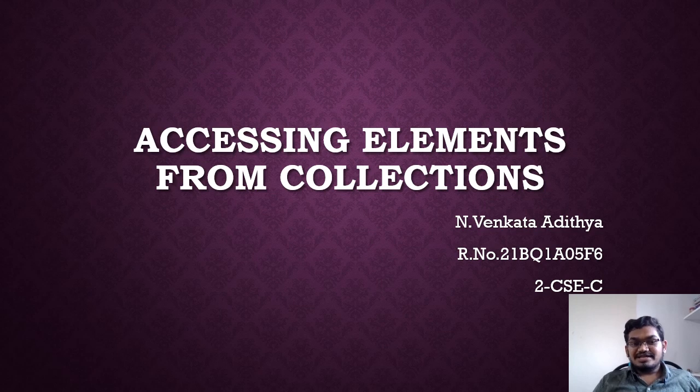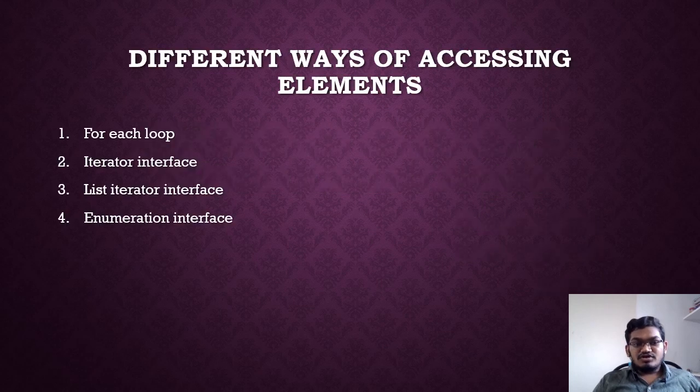Now I am going to explain about accessing elements from collections. There are 4 different ways of accessing elements: for each loop, iterator interface, list iterator interface, enumeration interface.